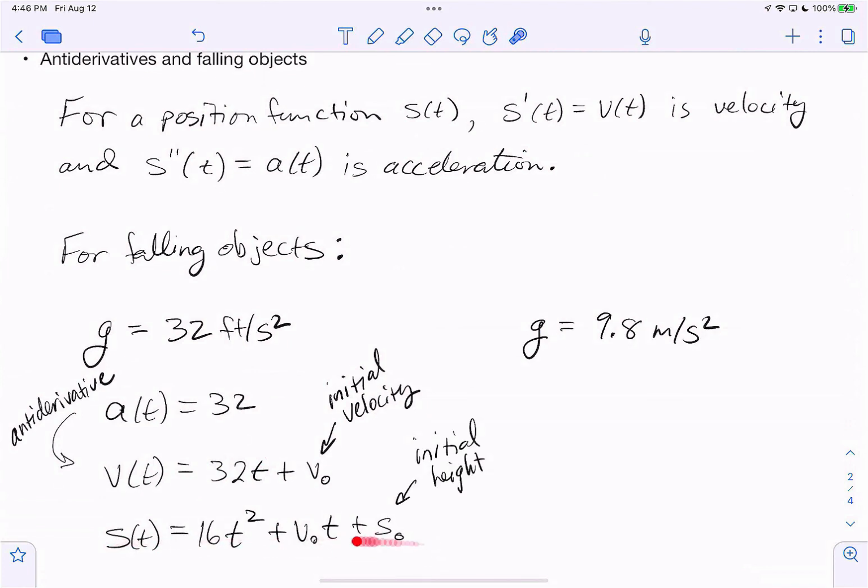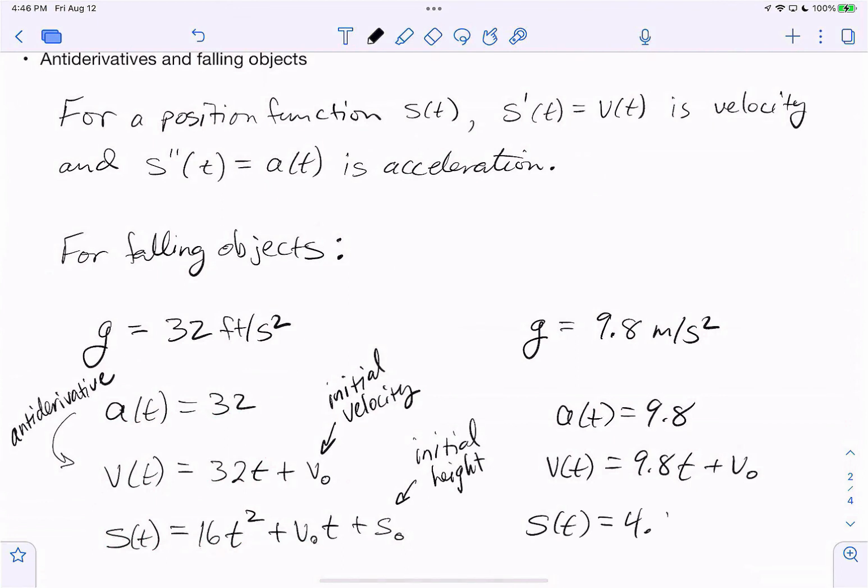To verify that this is the correct position function, we can differentiate. We'll see we get v, differentiate again, we'll see we get a. In the rest of the world, a of t is 9.8, so v of t is equal to 9.8t plus v naught, and then s of t is 4.9t squared plus v naught t plus s sub 0. If we were on some other planet or the moon or something, this number 32 or 9.8 would change, but this whole process would not.